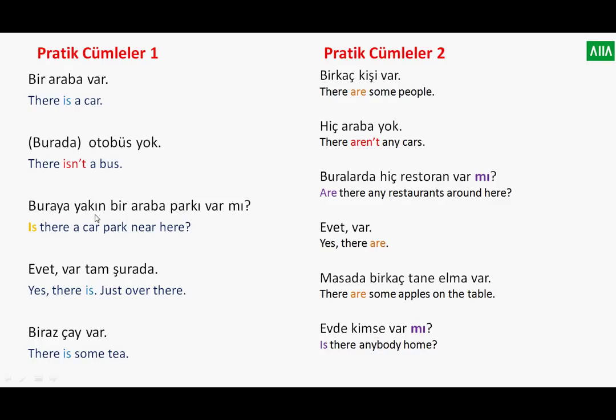Buraya yakın bir araba parkı var mı? So look, "is" is the form which is in question, which comes at the beginning of the sentence, but in Turkish, as you see, we use mı at the end of the sentence. Evet, var, tam şurada. Just over there. Tam şurada. Or you can say just right there. Biraz çay var. Now let's see the other examples.